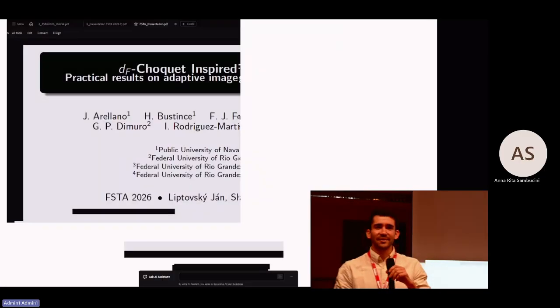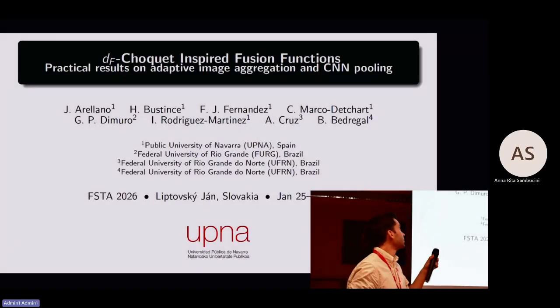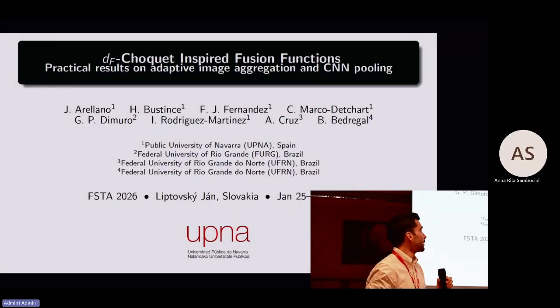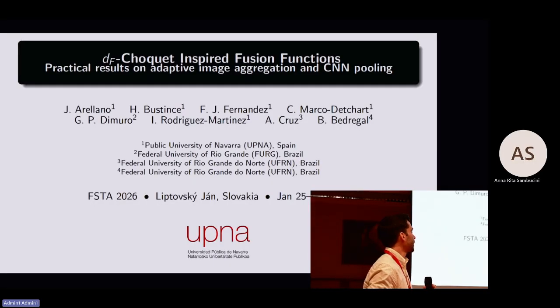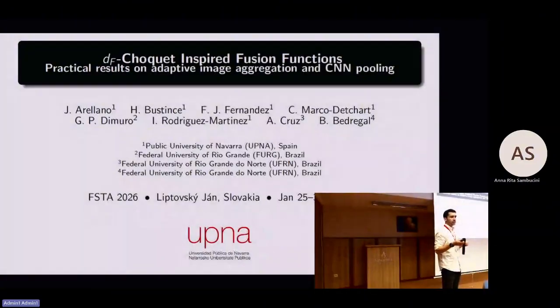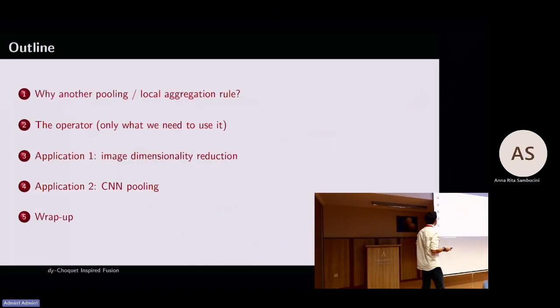Hello, my name is Joaquin. I'm from Public University of Navarra, and my talk is about DF Choquet in Spanish function. And this talk is practical, and I'm going to show two applications: image reduction and pooling in CNN. The plan is this one.